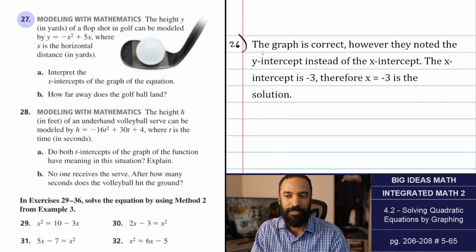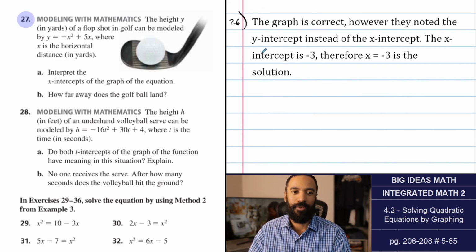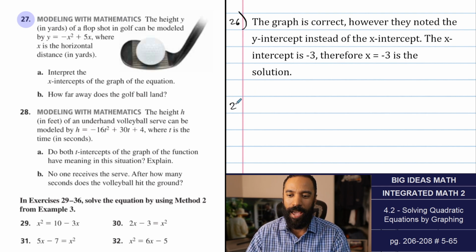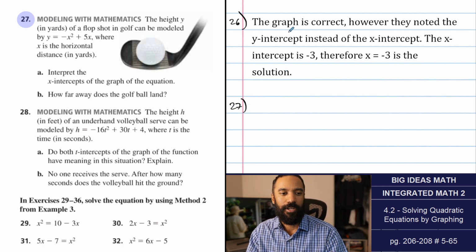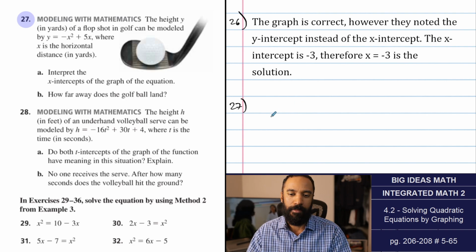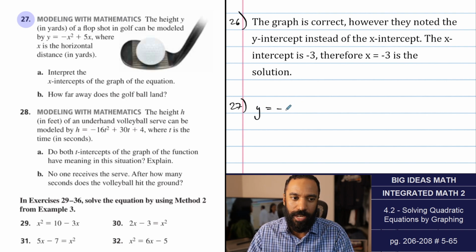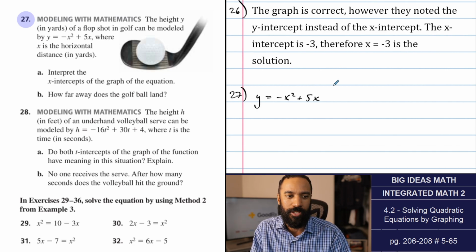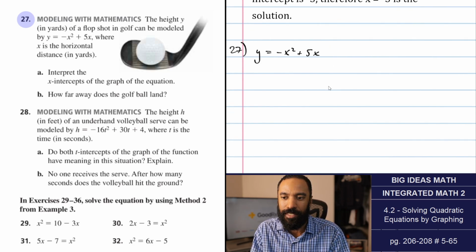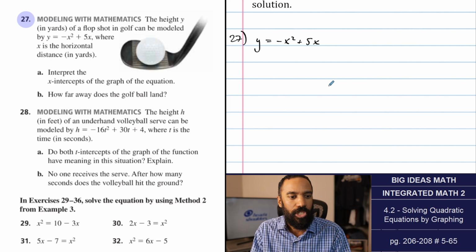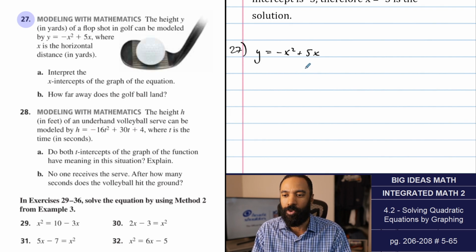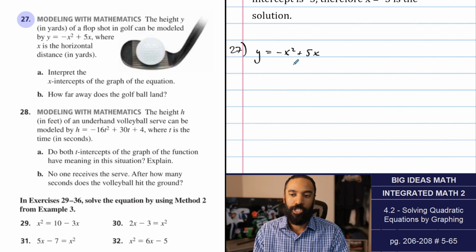Number 27. So we're already starting the word problem set. All right, sounds good. Number 27, modeling with mathematics. The height y in yards of a flop shot in golf can be modeled by y equals -x squared plus 5x, where x is the horizontal distance in yards. Interpret the x-intercepts of the graph of the equation.